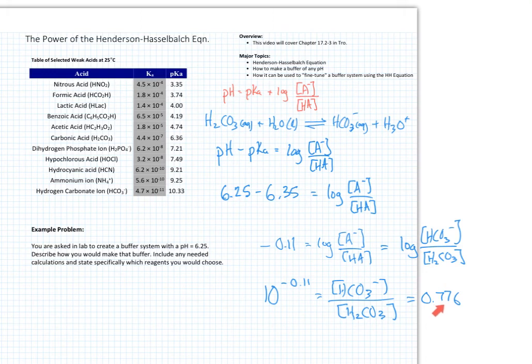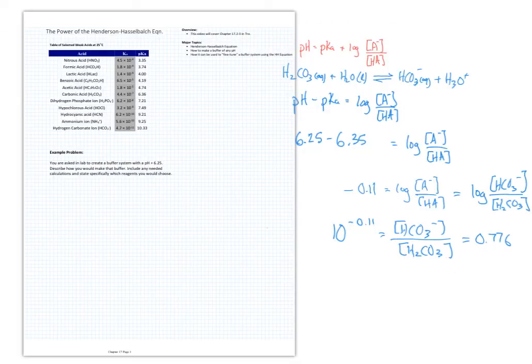And the next thing we need to figure out is which reagents do we want to use in order to make this? Okay, so the number of moles of HCO3 minus compared to the number of moles of H2CO3 has to equal 0.776. All right, so we can go and use some starting amount of acid. Remember, this is moles or molarity. So if we know that we have 1 mole of H2CO3, we can use 0.776 moles of HCO3 minus. We can use anything that will give us this ratio. It doesn't have to be starting with 1 mole.